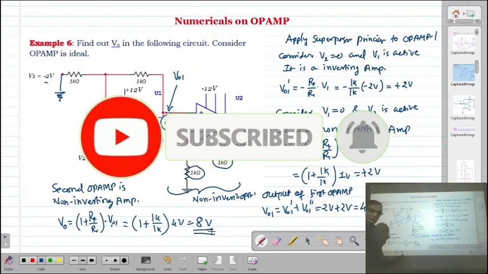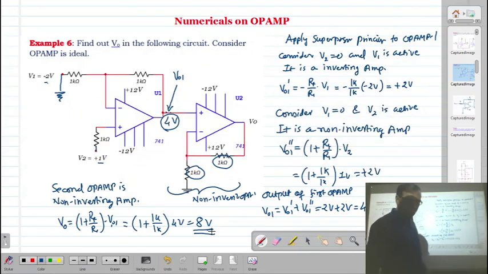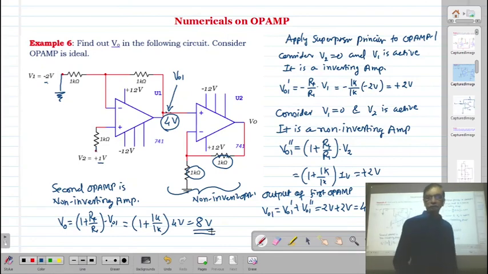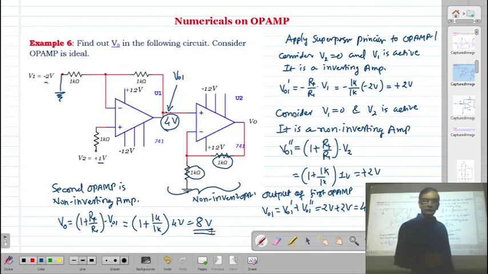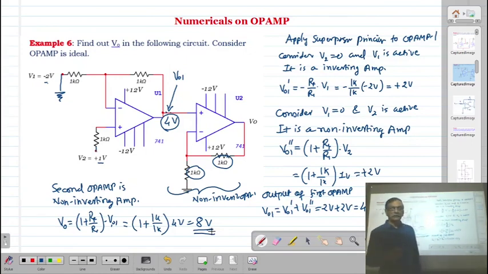Okay friends, so I think this many numericals are sufficient to understand the working of the operational amplifier. Now in the next lecture we will discuss a few more applications of the operational amplifier.